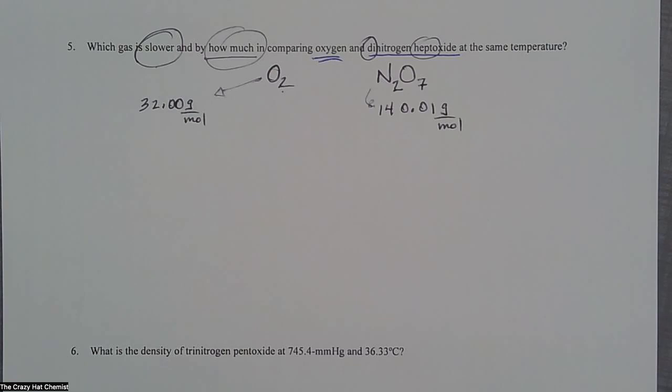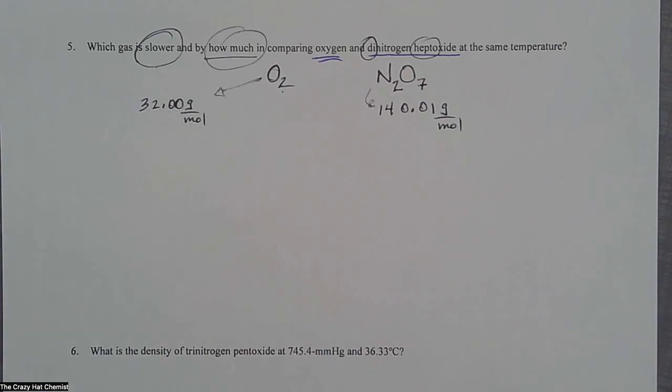Effusion is gas moving out of a small opening in a container. So like if there's a hole in your wall, then gases will effuse out of that hole in the wall, just like in a balloon. So here's how it works.